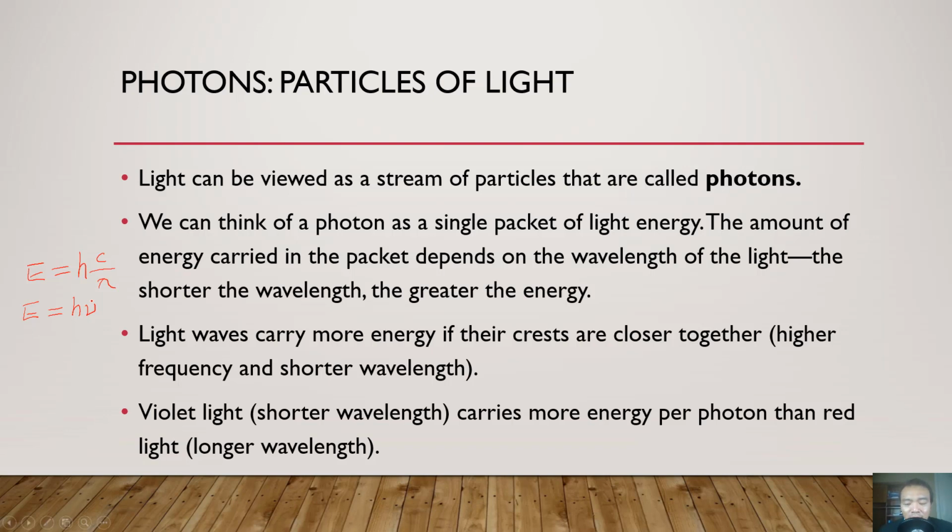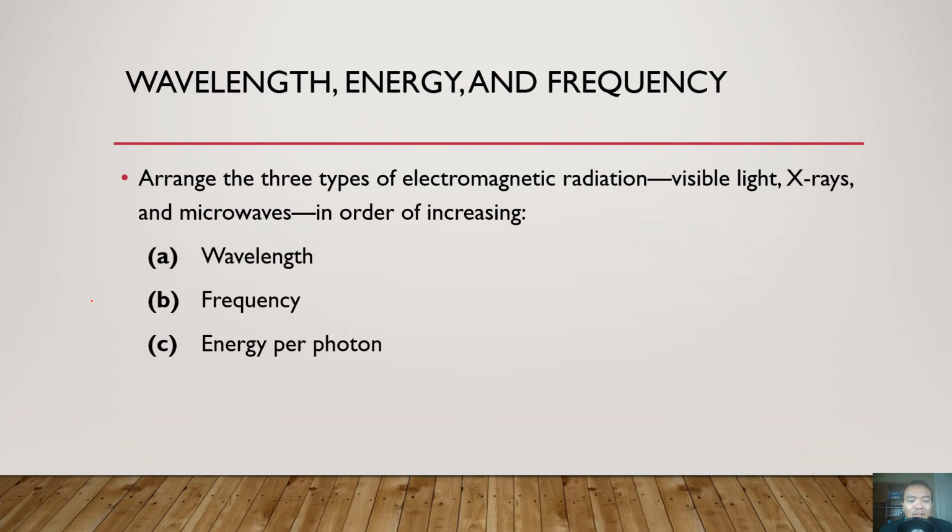Let's work on a few examples. Arrange the 3 types of electromagnetic radiation or light: visible light, X-rays, and microwave in the order of increasing wavelength. We must be 100% clear about the relative wavelength, relative frequency, and the relative energy for the 7 different types of electromagnetic radiation. So let's start working on the first one.